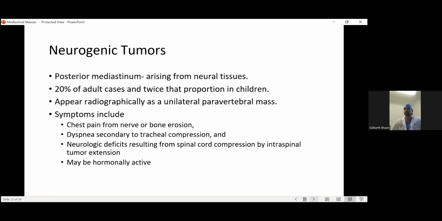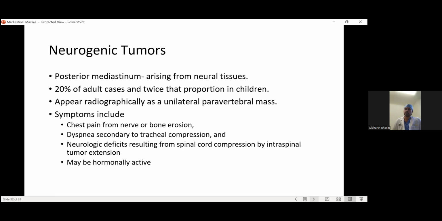Moving on to the neurogenic tumors. They are posterior mediastinal tumors and they arise from neural tissues. As I was saying, 20% of adult cases and about twice that proportion in children. They appear radiographically as unilateral paravertebral masses.